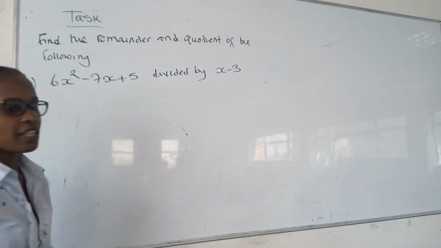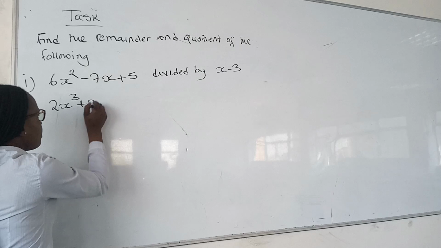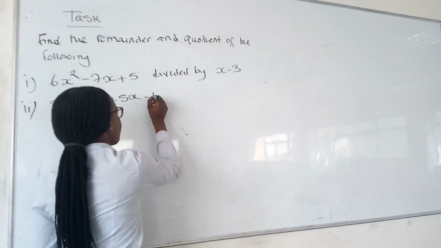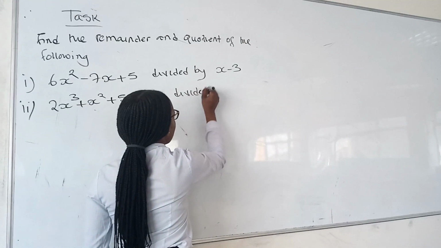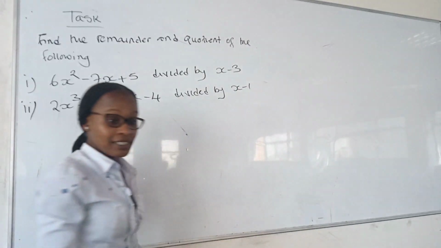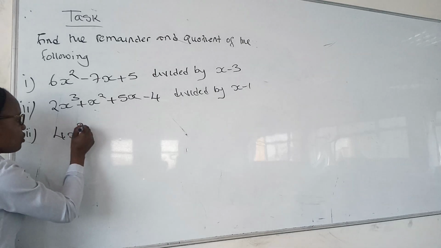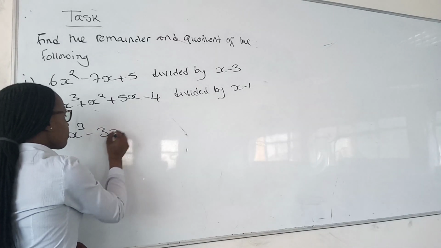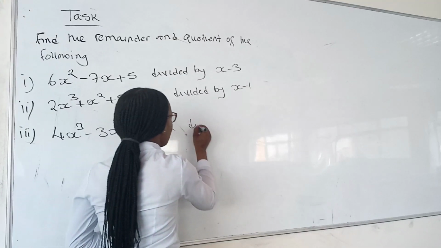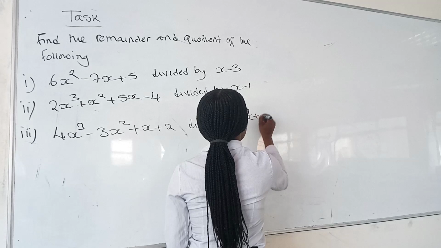Then what is the second question that we have? We have 2x to the power 3 plus x squared plus 5x minus 4, divided by x minus 1. And lastly, but not the least, we have another polynomial which is 4x to the power 3 minus 3x squared plus x plus 2, divided by x plus 3.